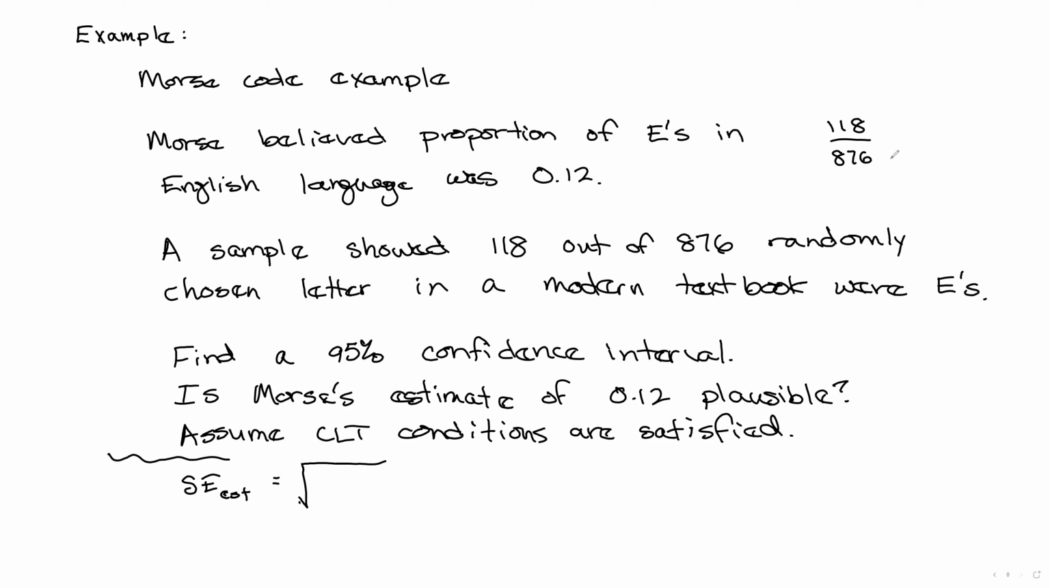If you do that, the proportion of E's from the modern textbook is about 0.1347. That's going to be our p hat. So we've got 0.1347, 1 minus 0.1347, over 876.